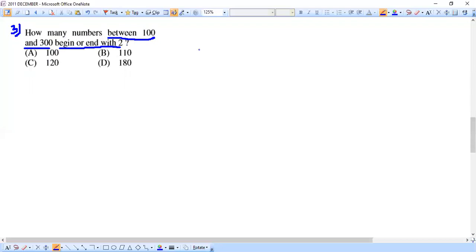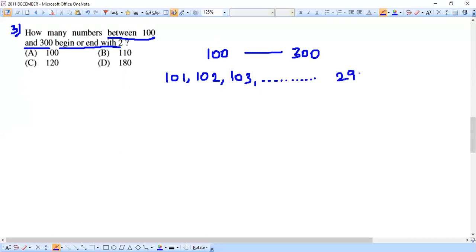So how many numbers between 100 and 300? What do you mean by that? Between 100 to 300, in this range, I have to see. That means what are all the numbers I can have? I can have the numbers 101, 102, 103, up to... what would be the last number of this list? It would be 298, then 299. Do you understand this?